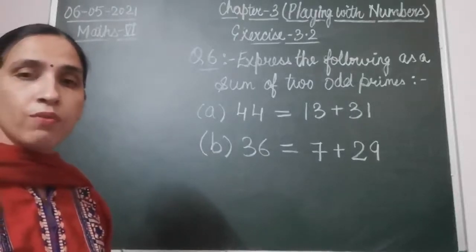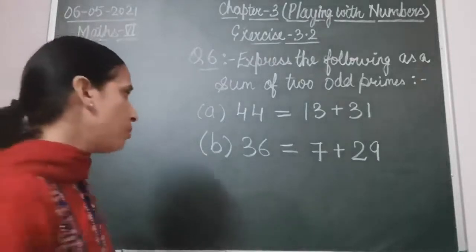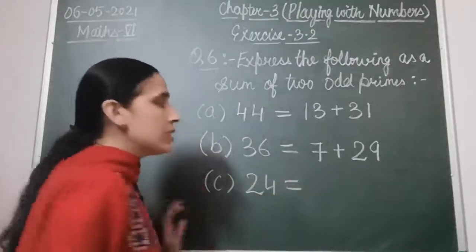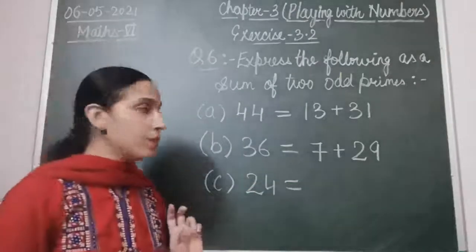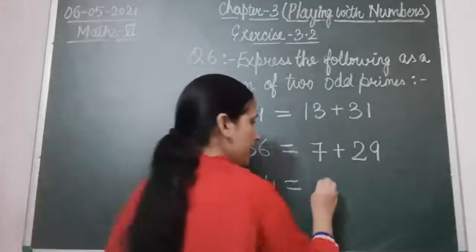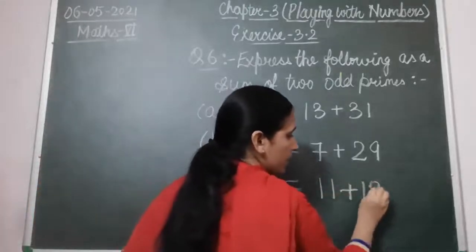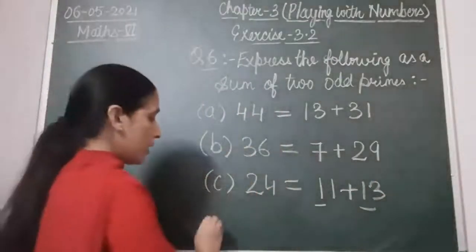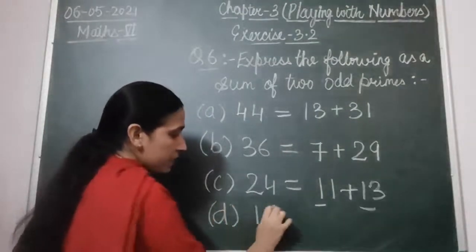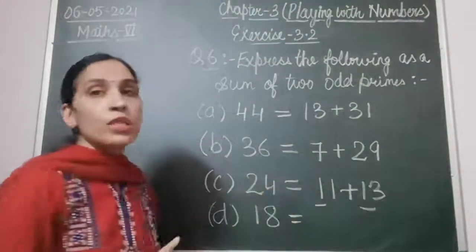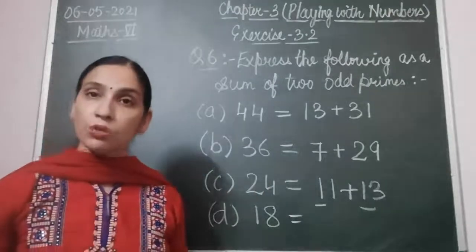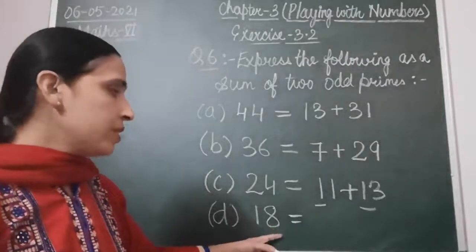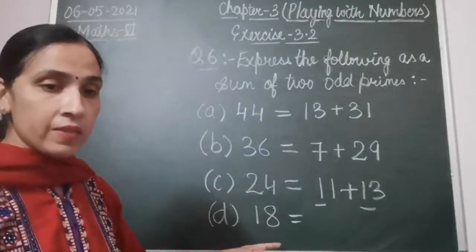C part is 24. How can we form 24 as a sum of two odd prime numbers? We can add 11 and 13. 11 plus 13. Now the sum of 11 and 13 is 24 and both are odd primes. Now D part I will not do. D part is 18. You are going to do it yourself. How to find it? The sum of two odd prime numbers which will give you 18 as an answer.